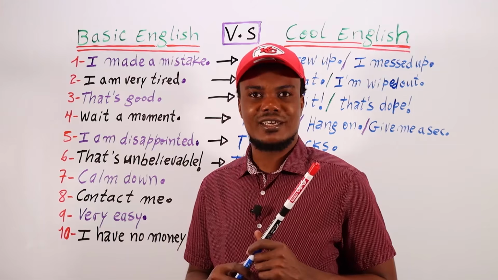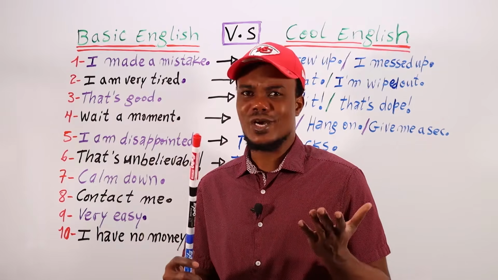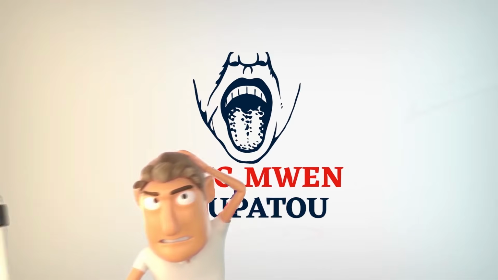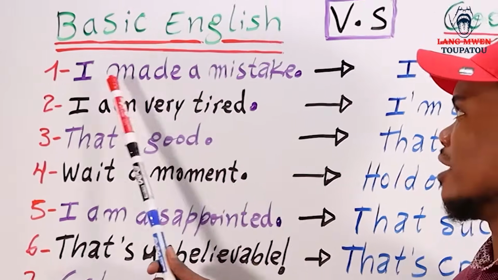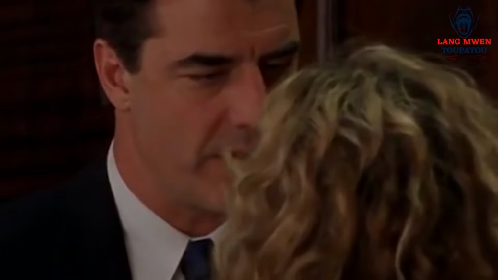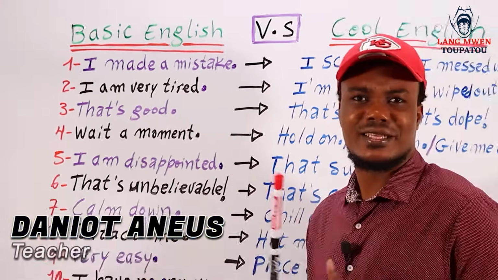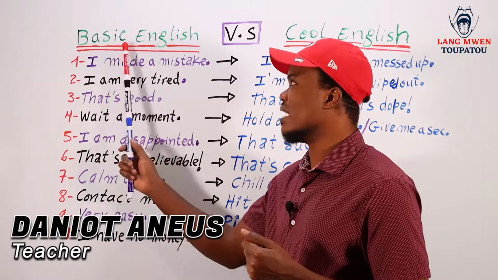Ou voulez changer façon de parler anglais? Ou voulez augmenter niveau? Par exemple, si on dit, moi fait une erreur, on dit, I made a mistake. That's the basic way to say. Ça, c'est façon basique pour dire ça.